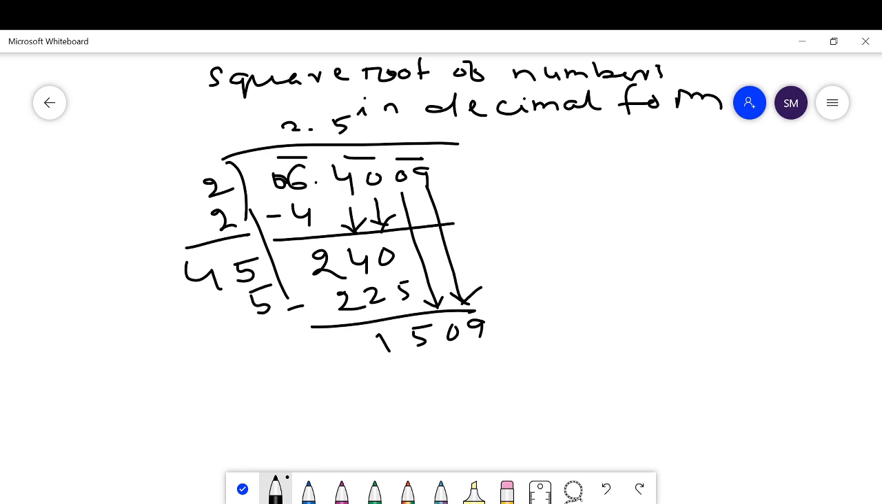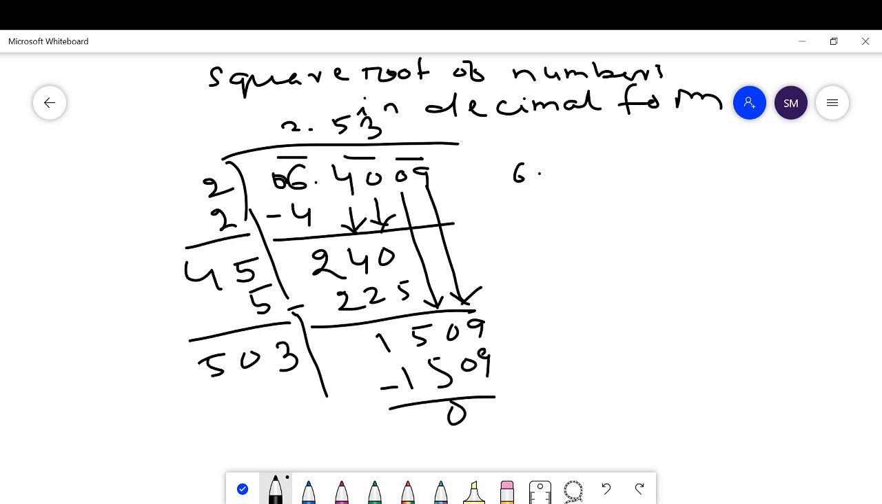Then 5 plus 5, here 50. Then it is 503. 3 3s we get 1509. Then what is the square root of 6.4009? The square root is 2.53. In this way we can find out the square root of numbers in decimal form.